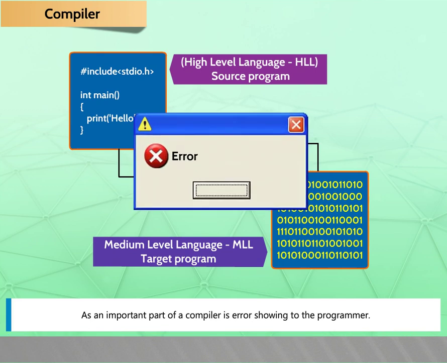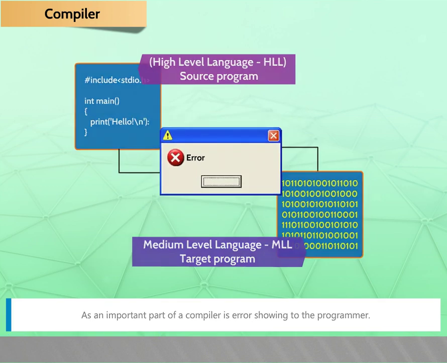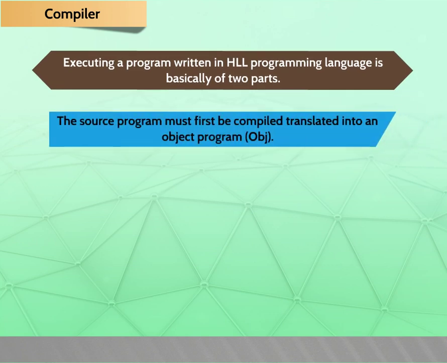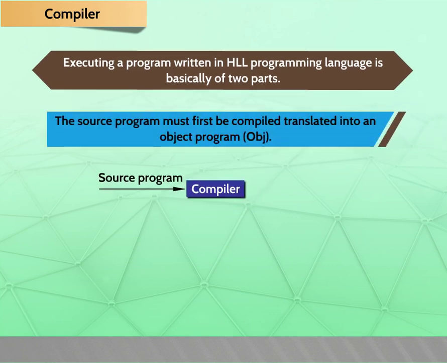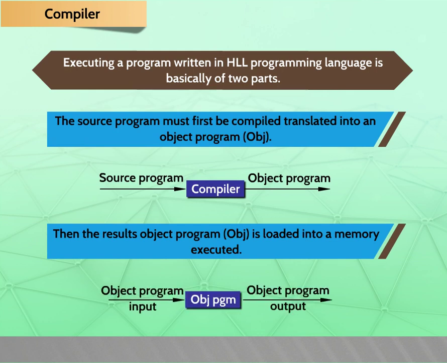An important part of a compiler is error showing to the programmer. Executing a program written in an HLL programming language is basically of two parts. The source program must first be compiled, translated into an object program, that is OBJ. Then the resulting object program is loaded into memory and executed.